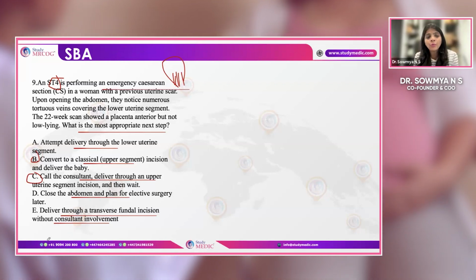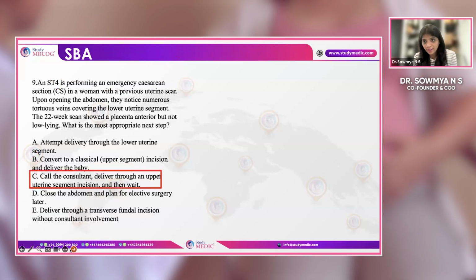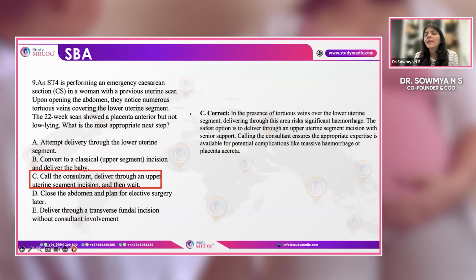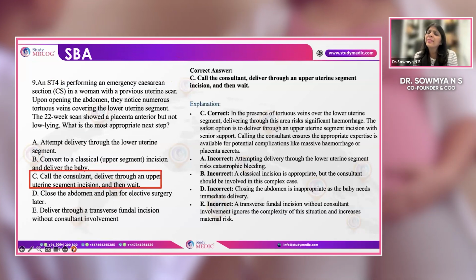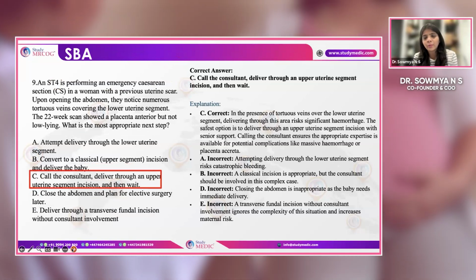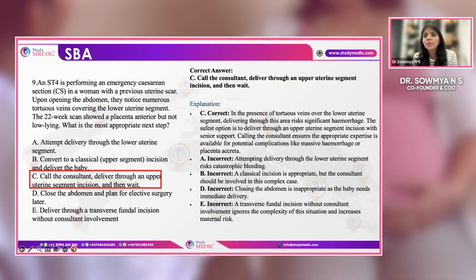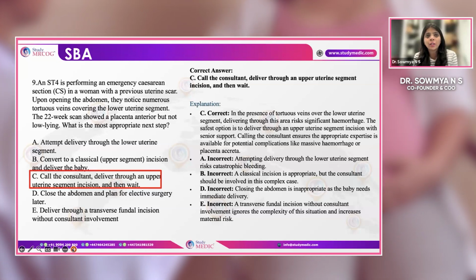So obviously, out of these two, the best next option would be calling the consultant because you're an ST4. But at the same time, you have to deliver the baby quickly through the upper uterine segment. And then once the baby is out, you can wait for closure and any further explorations if you require. So it's a very practical question. Remember this whenever you are in a situation where you cannot do much.